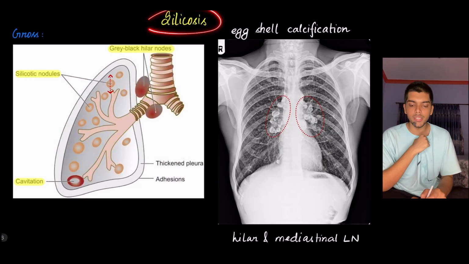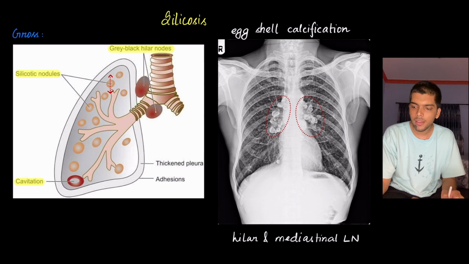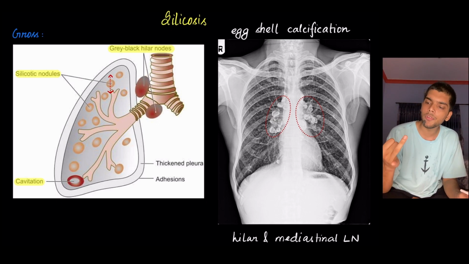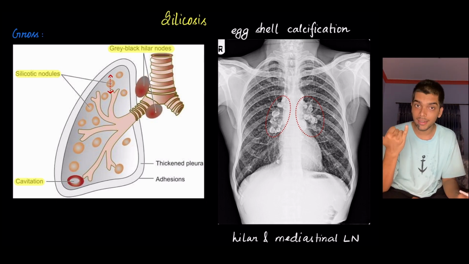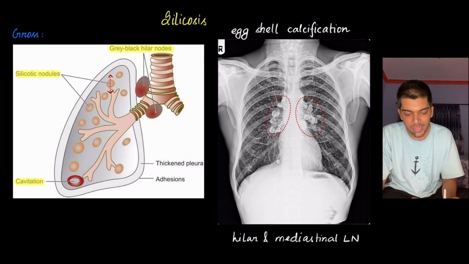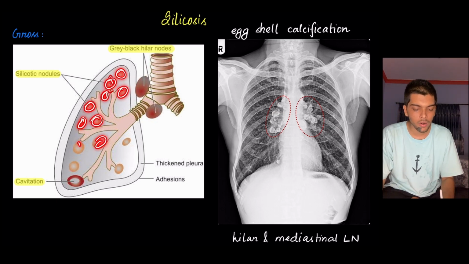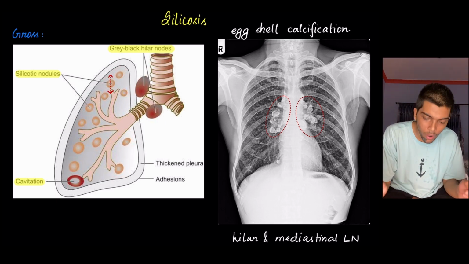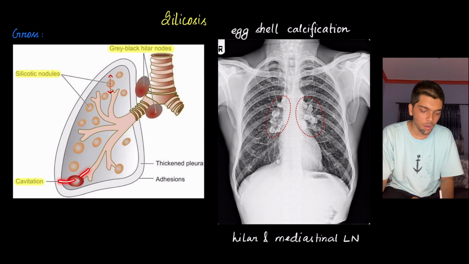Next up, silicosis. Silicosis is caused by exposure to silica, which is present in crystalline and amorphous form. Which is more pathogenic? Crystalline form is more pathogenic. For example, quartz, which is crystalline SiO2. Alright. Grossly, what is present are the silicotic nodules. So there are silicotic nodules all over the lung. Sometimes these silicotic nodules might worsen, causing cavitation in the lung.